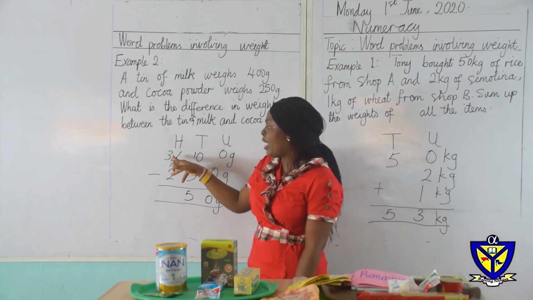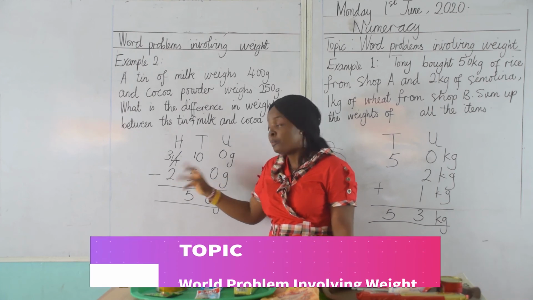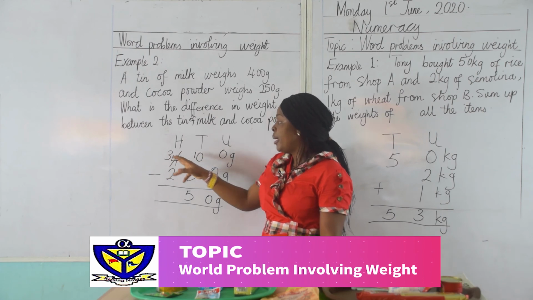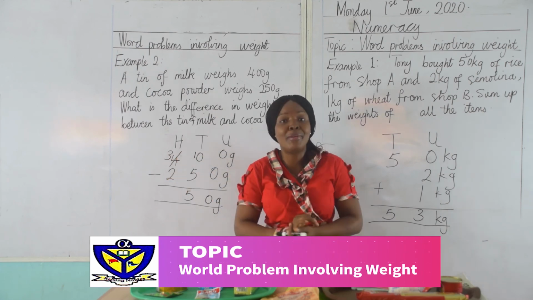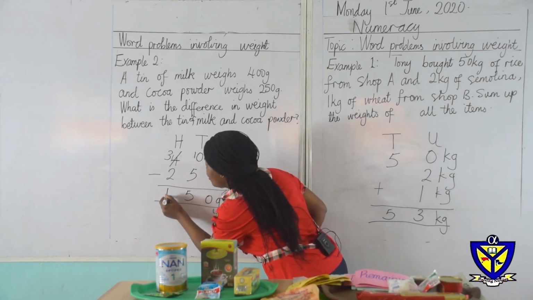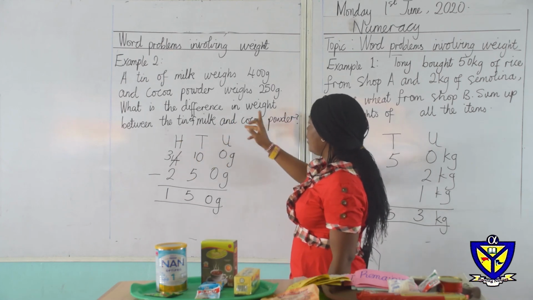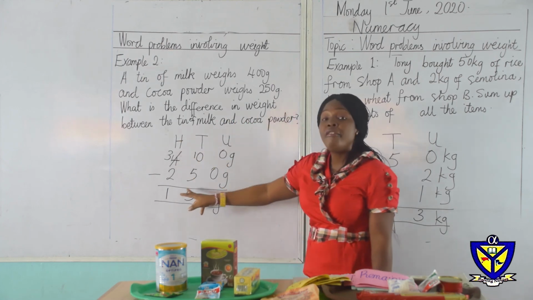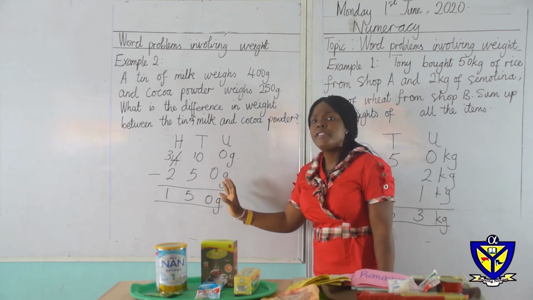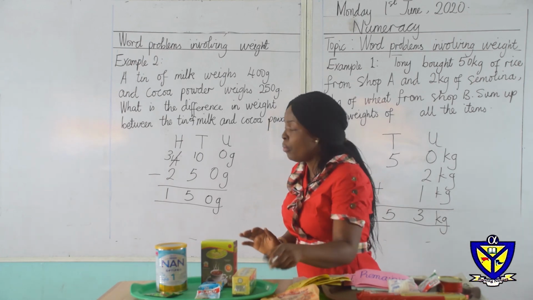Then now we have 3. We are not using the old number to subtract from 2. So we are using the new number, and the new number is what? 3. So we are going to say 3 take away 2. What will 3 take away 2 give us, children? Wow, wonderful. 1. We write 1. That means the difference between the two items is what? 150 grams. The difference between the two items is what? 150 grams.